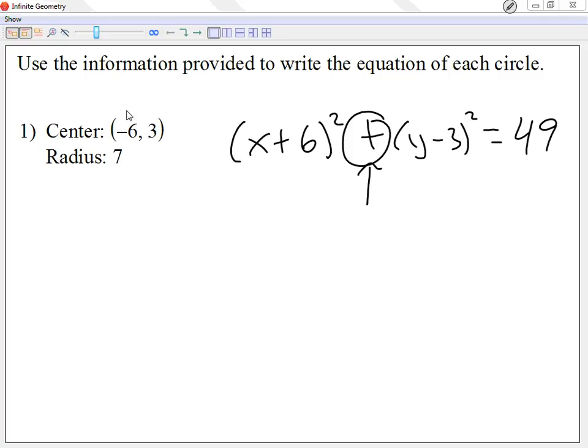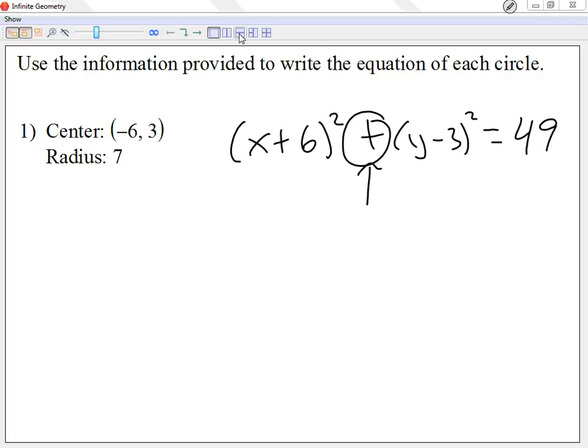If you have a graphing program, like a computer program, graphing calculator or whatever, you plug in this equation, it will give you a circle centered at negative 6, 3 with radius 7. Like that will give you a circle. Yes? Why is it negative, or why is it positive? We change the sign of the x and the y values.